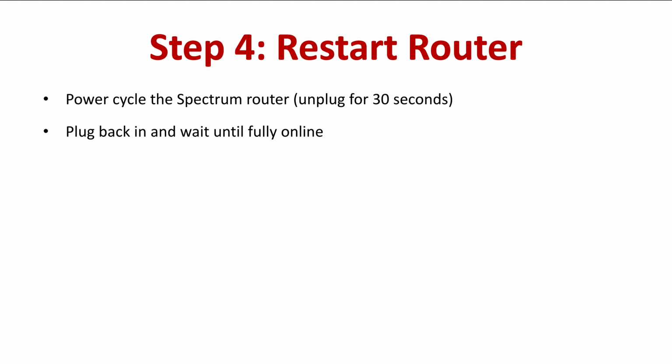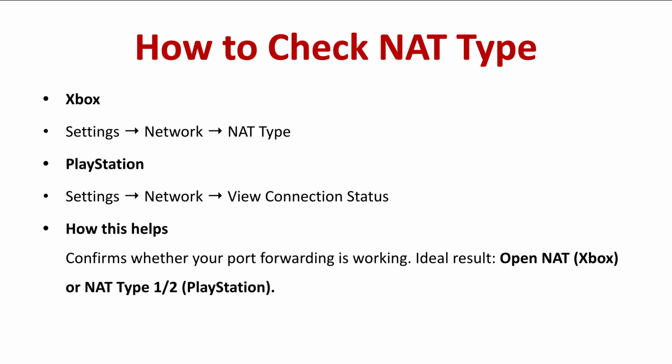Step 4. Restart router. Power cycle the Spectrum router: unplug for 30 seconds, then plug back in and wait until fully online. So how to check NAT type? Xbox: settings, then network, then NAT type, as well as in PlayStation: settings, network, then view connection status. How does this help? Confirm whether your port forwarding is working. Ideal result: open NAT on Xbox or NAT type 1 or 2 on PlayStation.